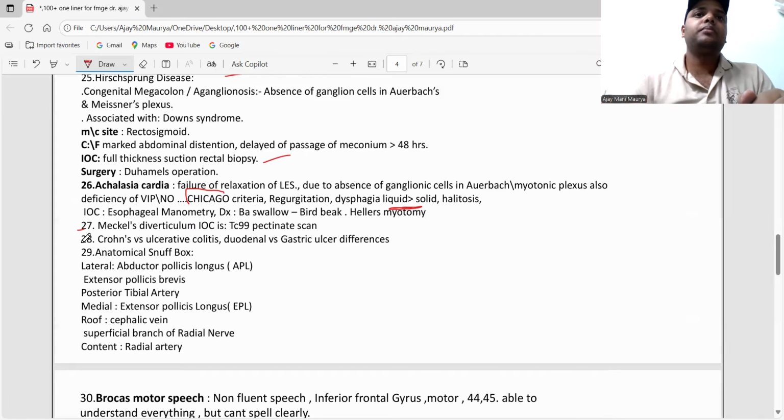Next is the study about Crohn's versus ulcerative colitis and duodenal versus gastric ulcers. Please read about this one. These are very, very important.